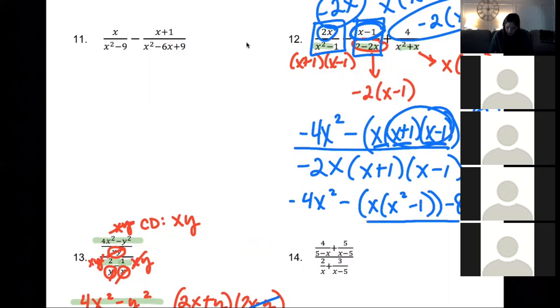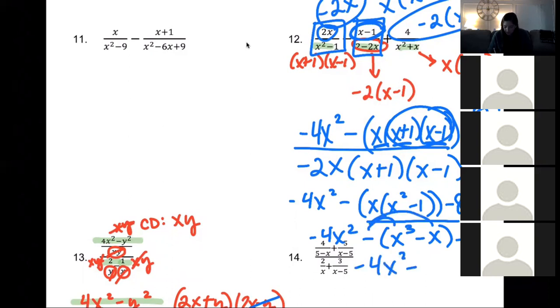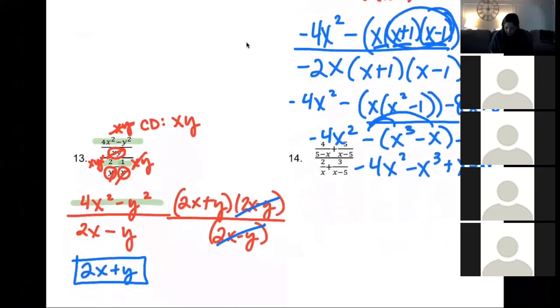If I kept going with this, then I would have negative 4x squared minus parentheses x cubed minus x minus 8x plus 8. Now I distribute that negative, so it'd be negative 4x squared minus x cubed plus x minus 8x plus 8. And then finally, combine my like terms. So negative x cubed minus 4x squared minus 7x plus 8.